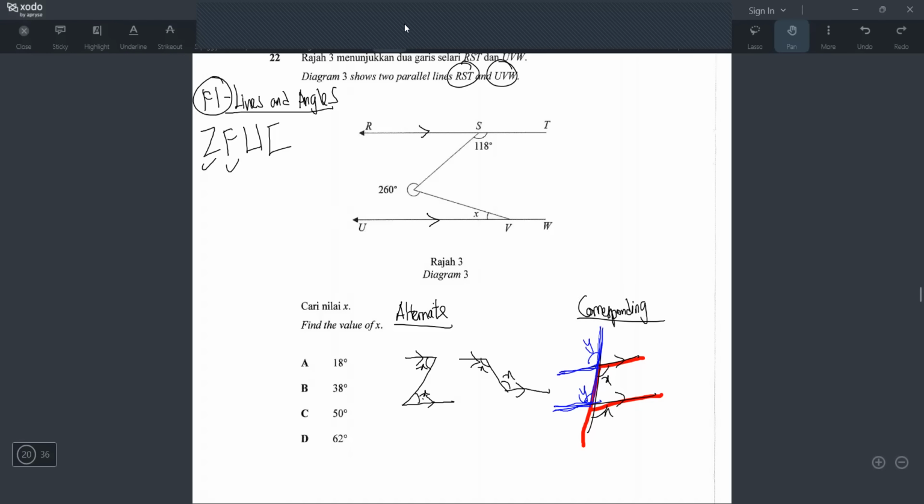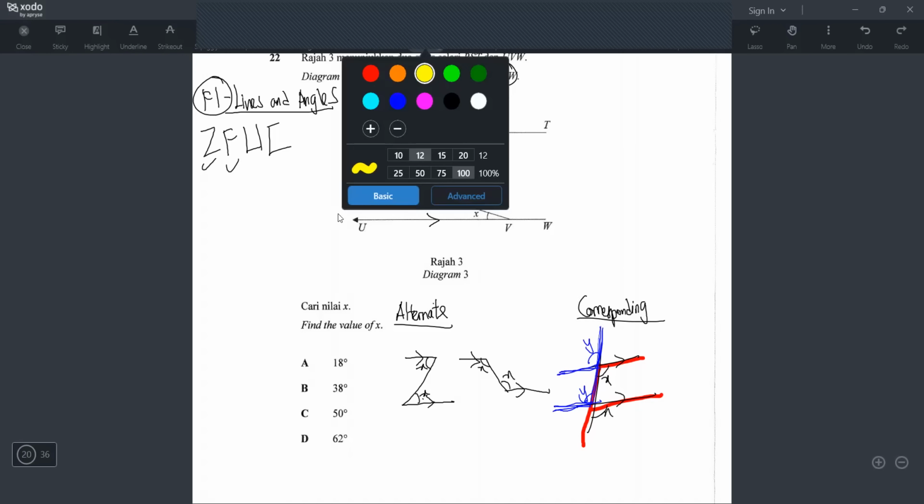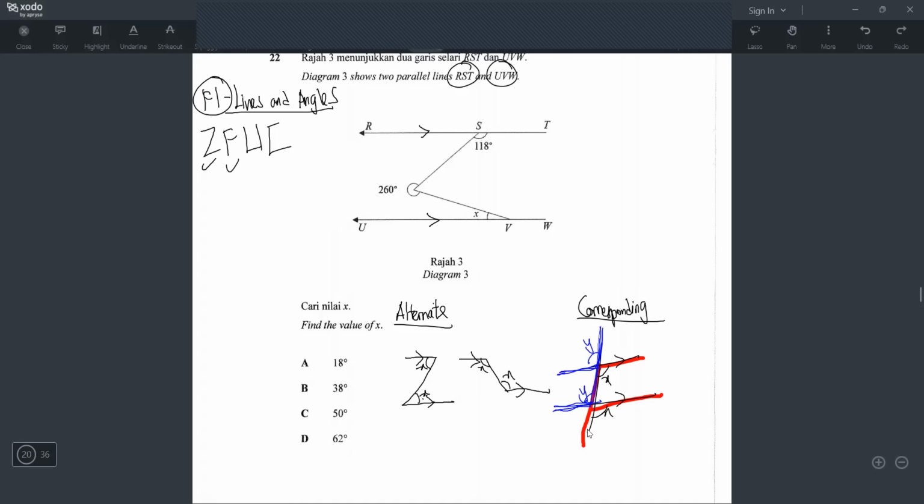But you can also say the F is like this. Let's use another color, yellow. So you can also say your F is like this, pointing towards the left. Do you agree? If your F is like this, then your corresponding angles will be here and here. So let's say this is Z, this will be Z. I'll just make it simple for you. Corresponding means when you see an F, this angle is the same. Alternate is when you see a Z shape and the lines are parallel, this one is the same.